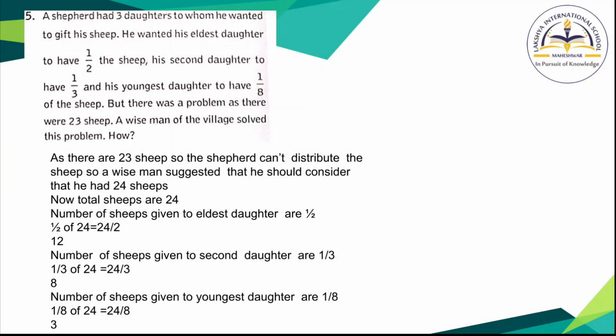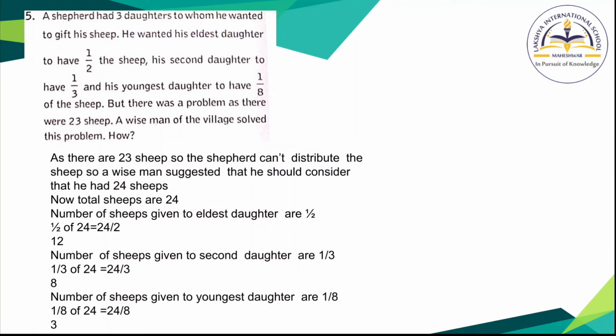Question number 5: a shepherd had 3 daughters to whom he wanted to gift his sheep. He wanted his eldest to have half the sheep, his second daughter to have 1 by 3, and his youngest daughter to have 1 by 8 of the sheep. But there was a problem, as there were 23 sheep. A wise man of the village solved this problem.